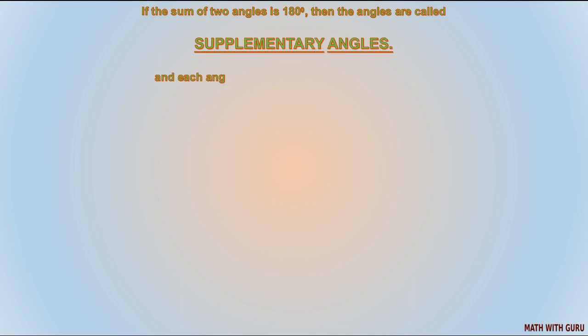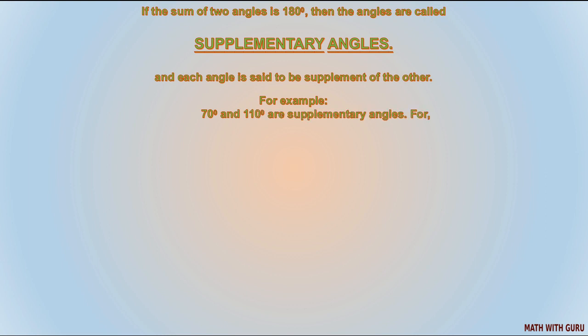Now we are ready to define what supplementary angles are. If the sum of two angles is 180 degrees, then the angles are called supplementary angles, and each angle is said to be the supplement of the other. For example, angles of measures 70 degrees and 110 degrees are supplementary angles, for their sum is equal to 180 degrees.